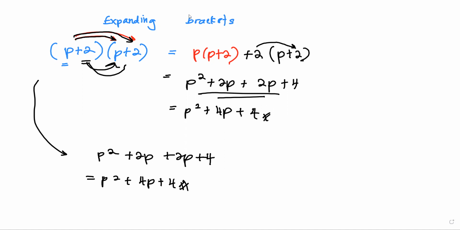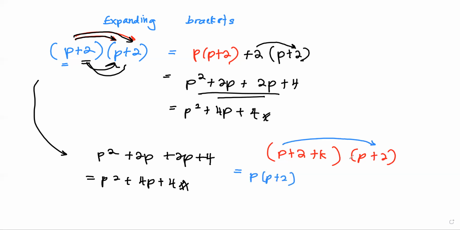And this method also works when we have 3 terms. For example, if I have p plus 2 times p plus 2 plus k, and I want to expand it and don't want to use the arrow method, because it gets very confusing, I can use p times the bracket at the back. Same thing like just now, the p here times everything at the back. After that, you can use 2 times the one at the back, like just now. And you just have an additional step, which is like this. The k also needs to times p plus 2.